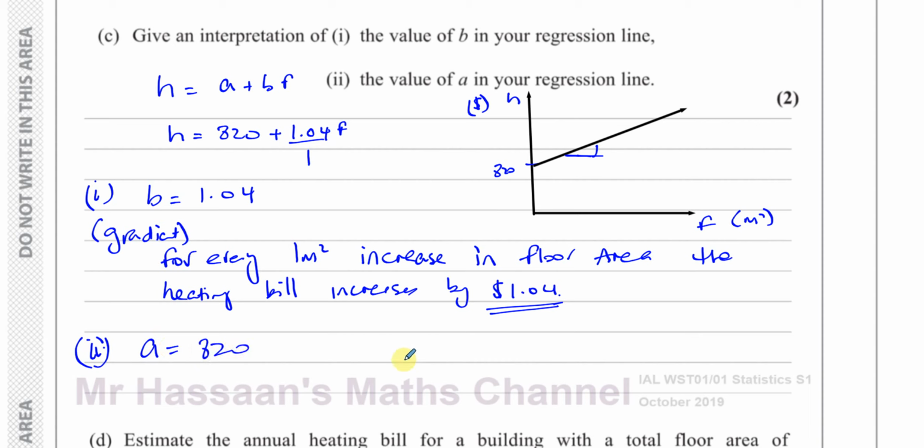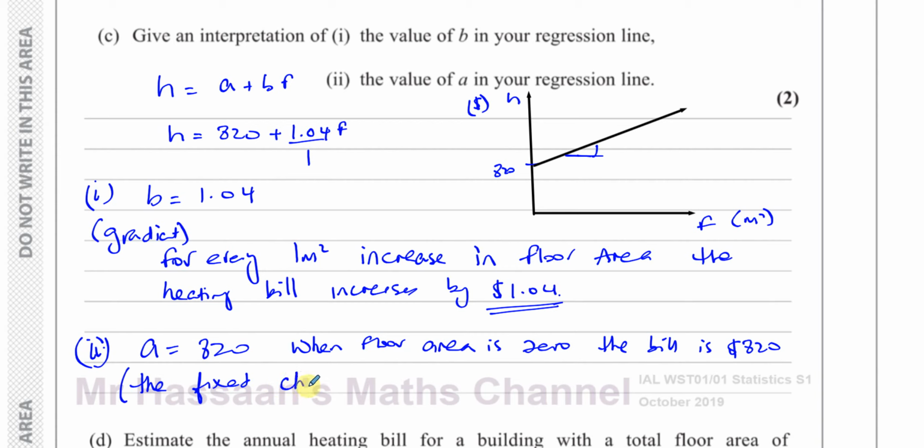Now interpretation means you have to give it in context of the question again. So we can see here that when the floor area is 0, which doesn't actually make sense, I'll explain what it means in a minute, when the floor area is 0, the bill is $820. Okay, what does this mean? It means, you can say, it's the fixed charge.